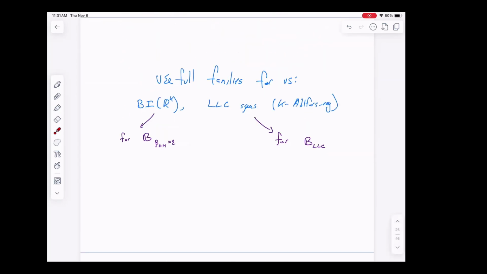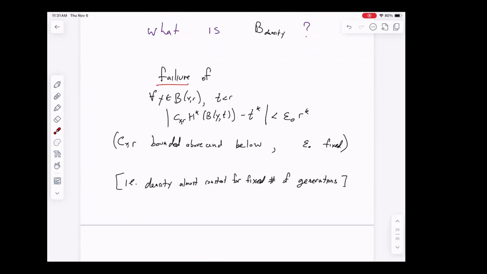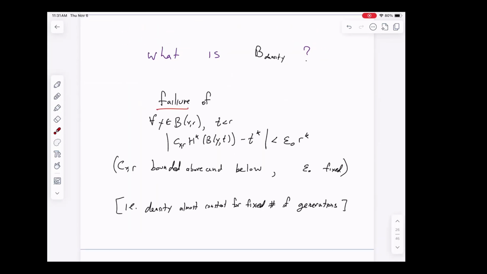Okay, so I started by saying I want to talk about density characterizations, and now is a good time to go back to talking about density. But I guess I want to ask first if there are any questions about this. We're good? Okay.